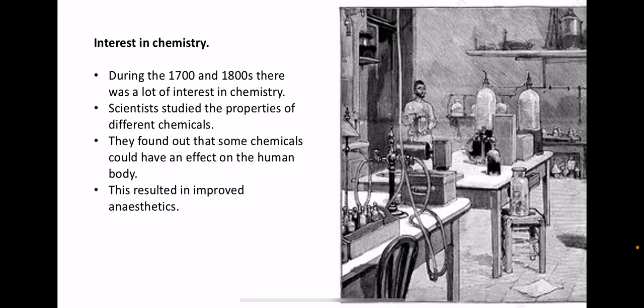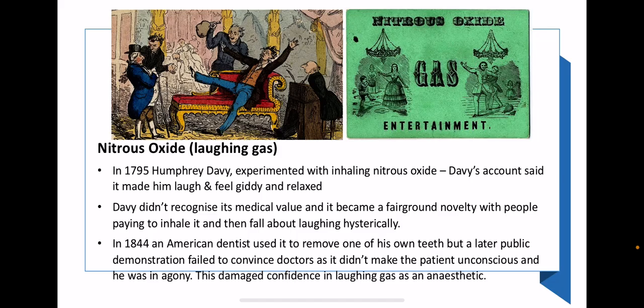So, interest in chemistry. During the 17 and 1800s, there was a lot of interest in chemistry. Scientists studied the properties of different chemicals. They found out that some chemicals could have an effect on the human body. This resulted in improved anaesthetics. So this is a massive development. Things like nitrous oxide or laughing gas is produced, and there's some information here that you could use to go back and fill in your table, so you can pause the video now to do that if you want to.